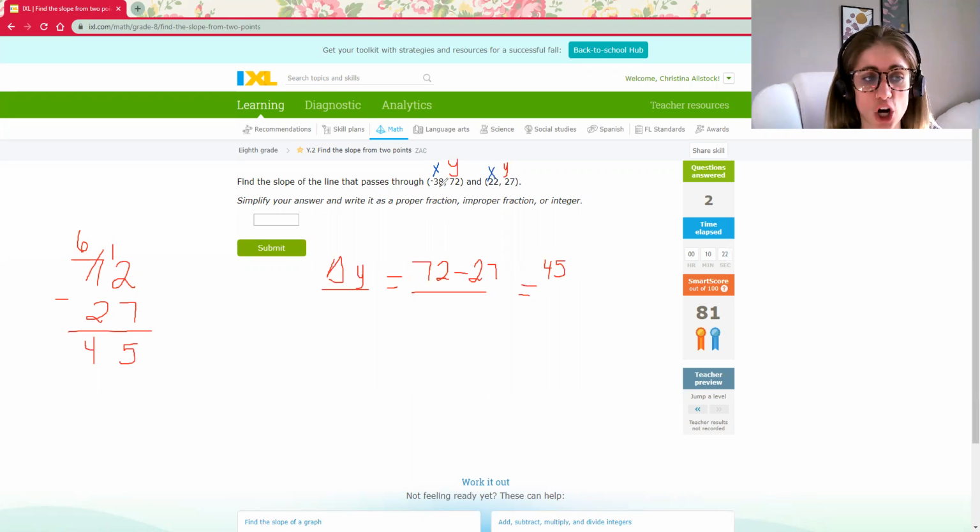All right, let's find our change in x. We must go in that same order, so if we took our first y minus our second y, we need to go in the same order. So our first x minus the second x. Negative 38 minus 22.